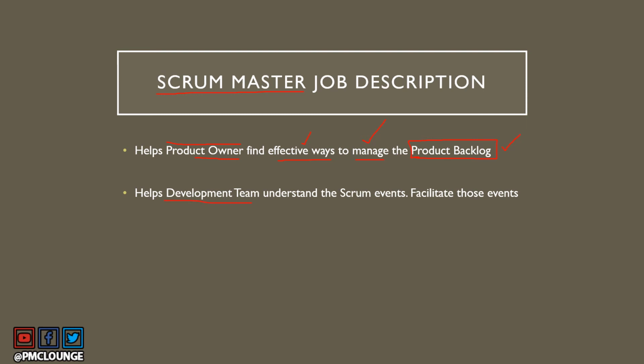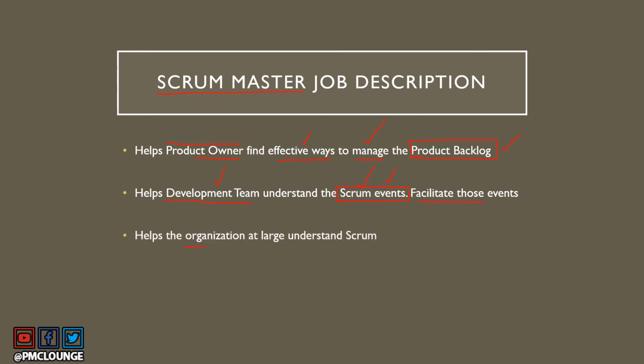Help the development team understand Scrum events, and not just the development team, the organization as a whole. You need to ensure that your organization understands what the Scrum events are. Scrum 101, third link in the description, is a video that talks about all the Scrum events. As a Scrum Master, you need to ensure that your development team, your product owner, the Scrum team as a whole understands what these events are and the importance of these events, and you also need to facilitate these events.